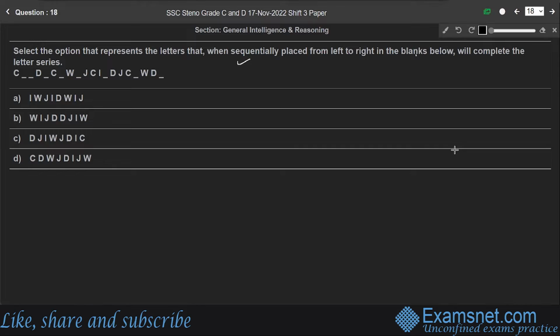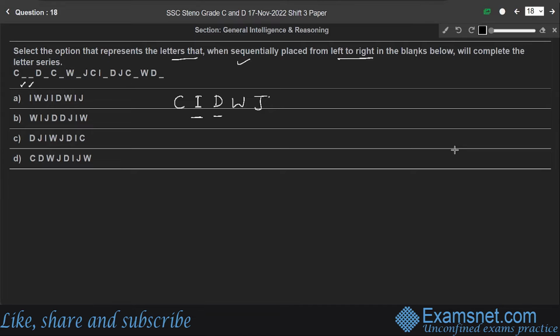Question number 18. Select the option that represents the letters that, when sequentially placed from left to right in the blanks below, will complete the letter series. So we have the series. The letters to be filled in the blanks are, if we arrange the letters in the sequence C, I, W, D, J. So the first blank and the second blank are filled with I and W.